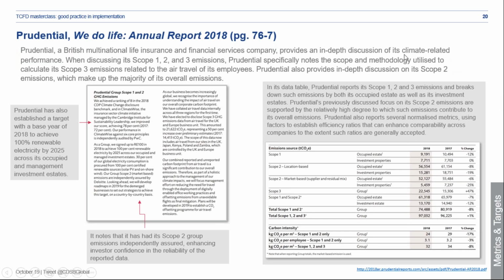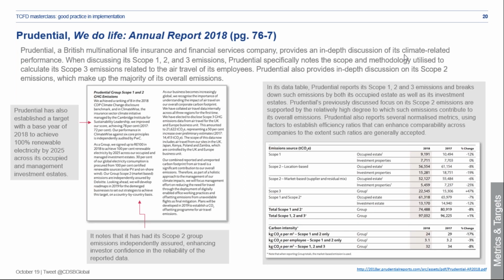So a great example of this here is from Prudential, a British multinational life insurance and financial services company. So I'll touch on a few key points from the disclosure excerpt from Prudential. First, they include a specific climate-related target. Here, they specify that they plan to achieve 100% renewable energy by 2025.